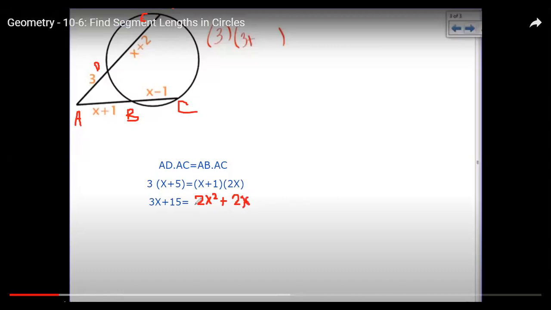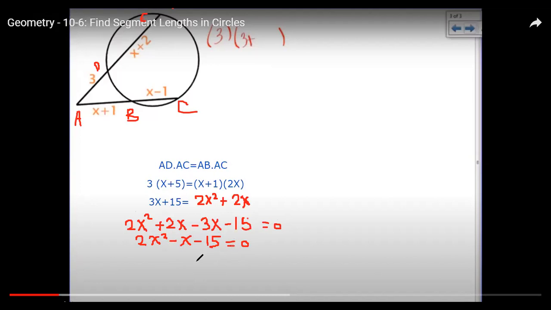Now we want to simplify. We will transfer the numbers to the opposite side. So we have 2x squared plus 2x. Which number will we transfer? The 3x. It will be negative 3x. And 15 will be negative 15, to make it a zero equation. Then 2x squared minus x minus 15 equal 0. Now it's a quadratic equation and we want to factorize.